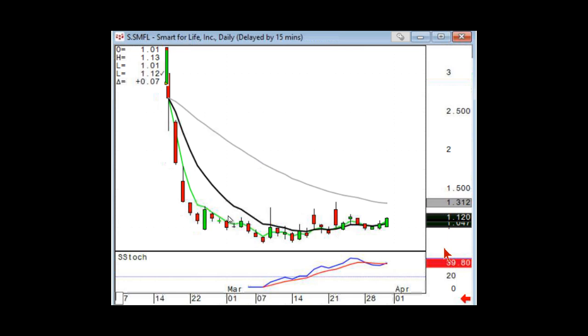Smart for life. I need whatever that is. It's setting up, but there's nothing exciting there, Harvey.